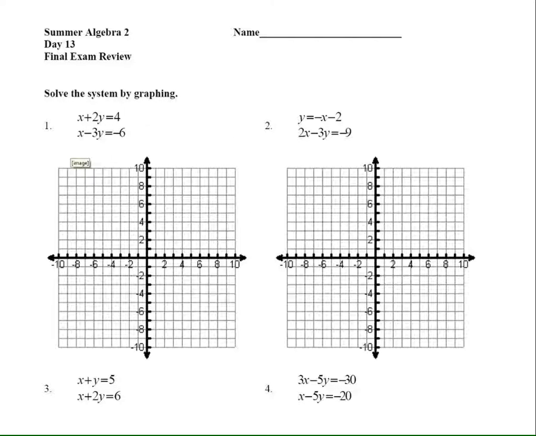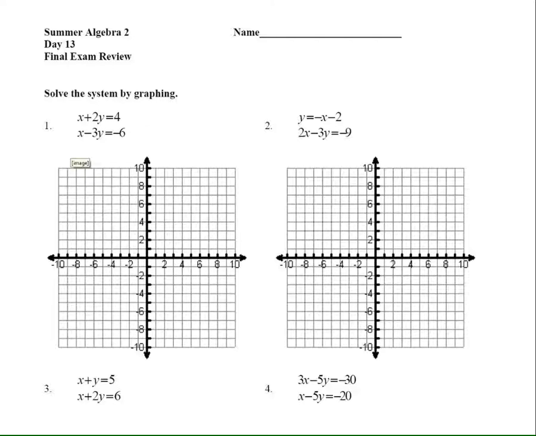We're going to look at the final exam review for solving systems of equations. The three major methods for solving a system of equations are graphing, substitution, and elimination. And then the only other thing beyond that would be systems of linear inequalities, which we would solve by graphing. So looking at the first few problems, we're asked to find the solution to the system by graphing.